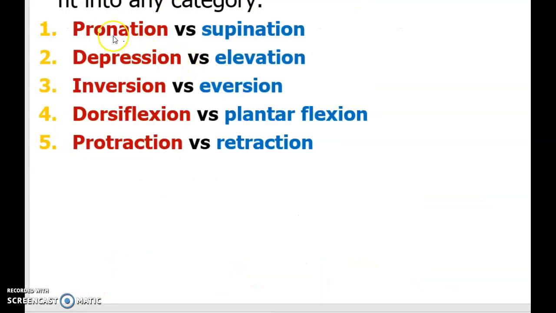We talked about pronation, which is turning your hand from palm up to palm down, versus supination, palm down to palm up, so you can carry the soup. Depression, you're lowering something, so you depress your jaw to open it to eat. Elevation is to raise it. Inversion and eversion. You do not supinate or pronate your feet. You invert and you evert it.